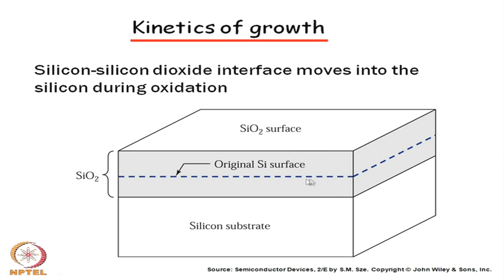So, if this is the interface, the dotted line is the original silicon surface, and this original silicon surface basically moves downward. That means as the SiO2 is grown, this interface comes down slowly.